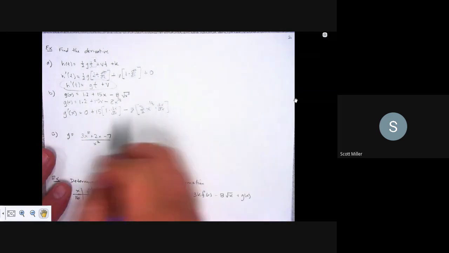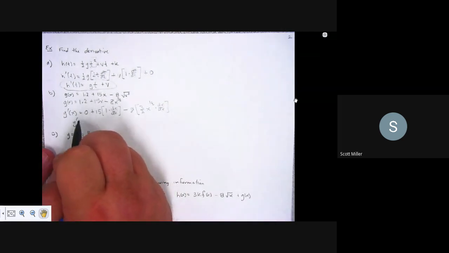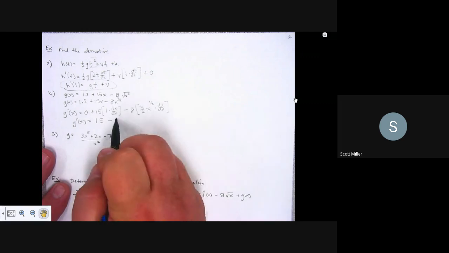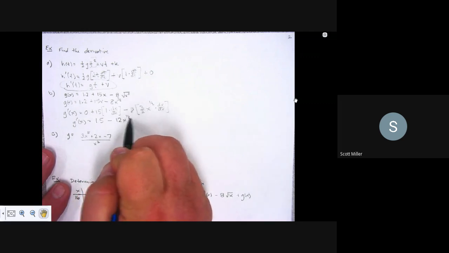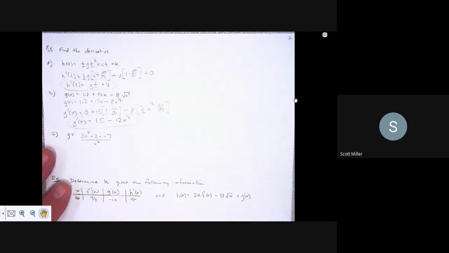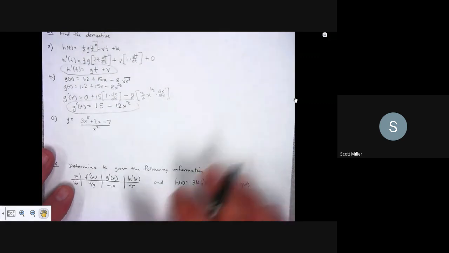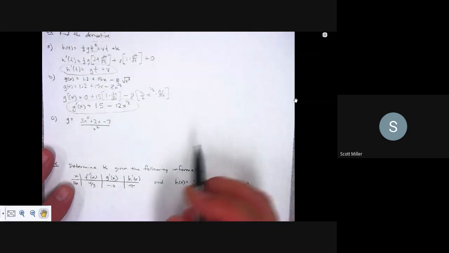And then we just go through now and clean all this up. Make it look pretty. 0 is gone. This is just a 15. 2 goes in 8 4 times. Times 3 is 12. X to the 1/2, and that's a 1. And that is my derivative. So you can see that these become very simple, if you learn how to do them, and we don't have to do the limit definition all the time.